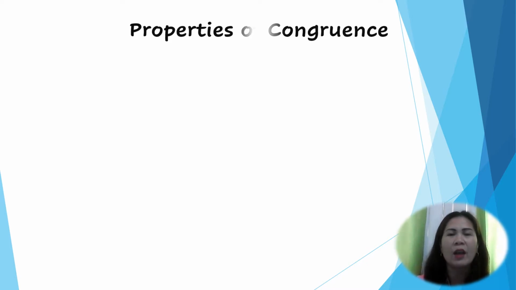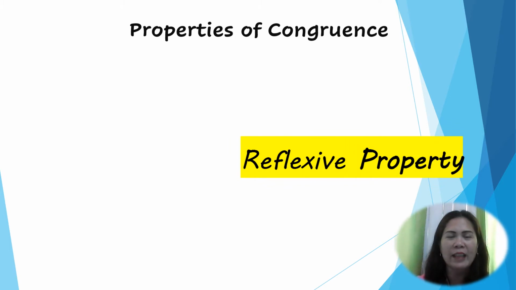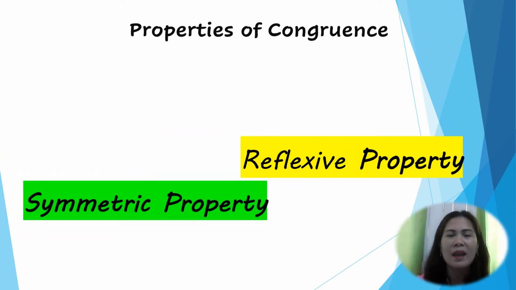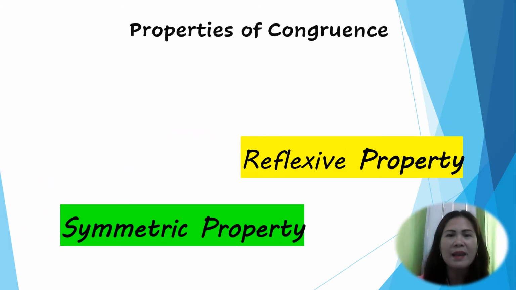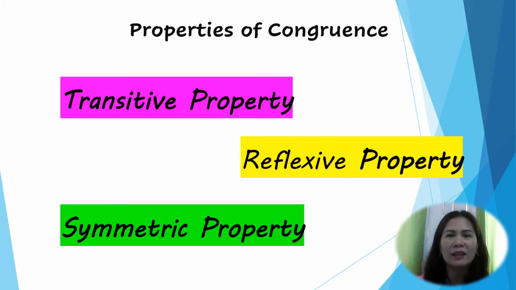How are we going to use properties of congruence in identifying congruent parts and congruent figures? To find the answer, let's proceed to the next session. There are 3 properties of congruence. We have reflexive property, symmetric property, and transitive property of congruence.